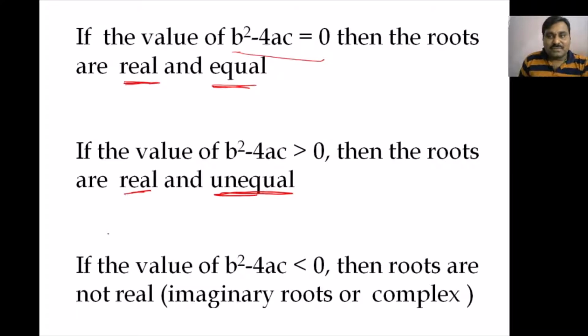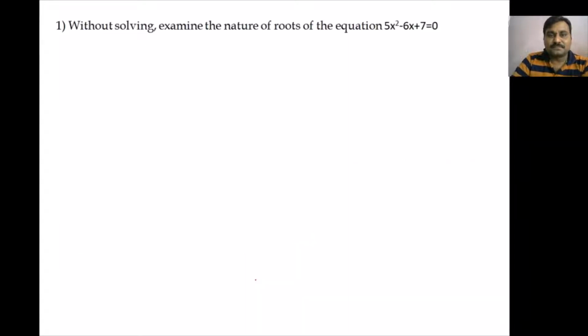If b square minus 4ac is lesser than 0, then the roots are not real. Lesser than 0 means what? If you get a negative value for b square minus 4ac, then the roots are imaginary roots or complex roots. They are not real roots. To understand this, let us see some questions.